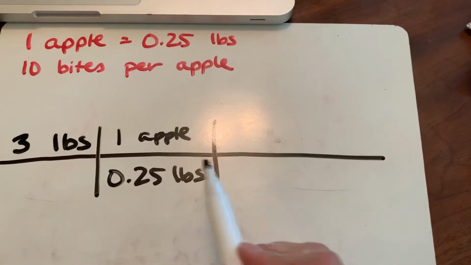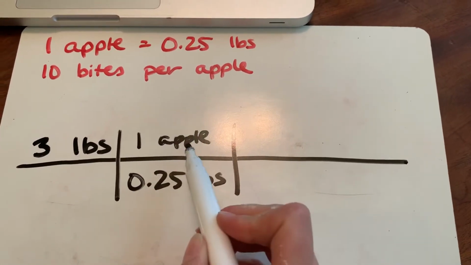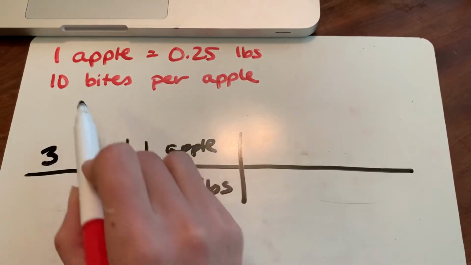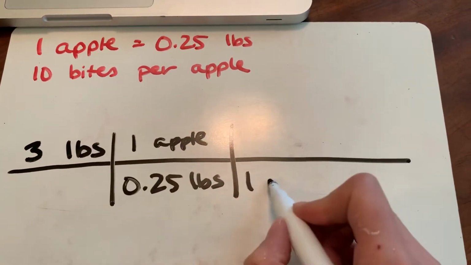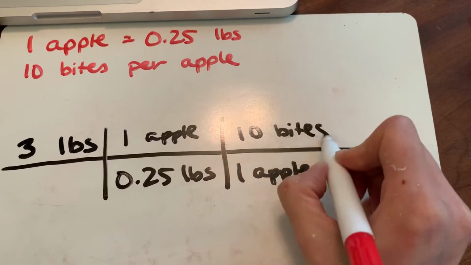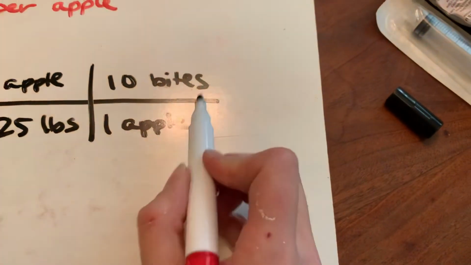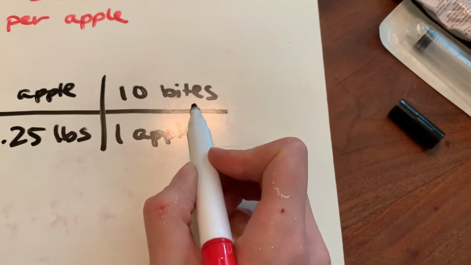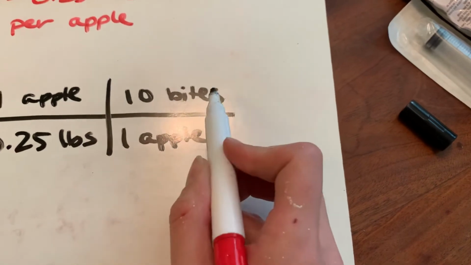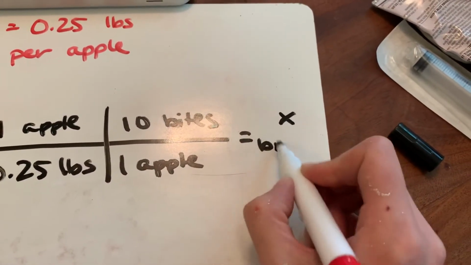Okay. Now I would need something in my givens that is going to cancel out with 1 apple. So I know that 1 apple equals 10 bites. So I'm going to use that unit over here. And I'm solving for bites, correct? Because I've said solve for how many bites it takes. So it's super great. I have ended up with the units that I wanted to end up with in my very last top right hand box, which is what I am searching for. So that's really X bites for now.